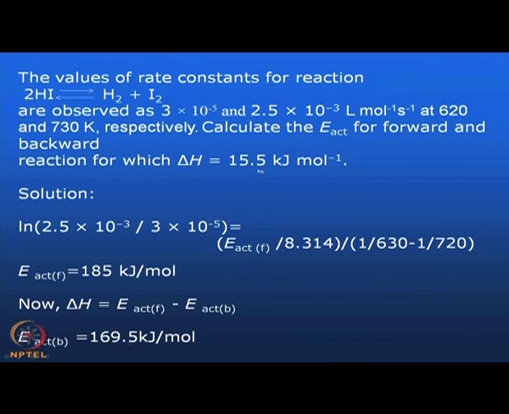So, the backward activation energy is less. It is an endothermic process. You see the sign is plus, it is an endothermic process. This way you can find out the activation energy for the back reaction and the forward reaction, provided you are given delta H of reaction.